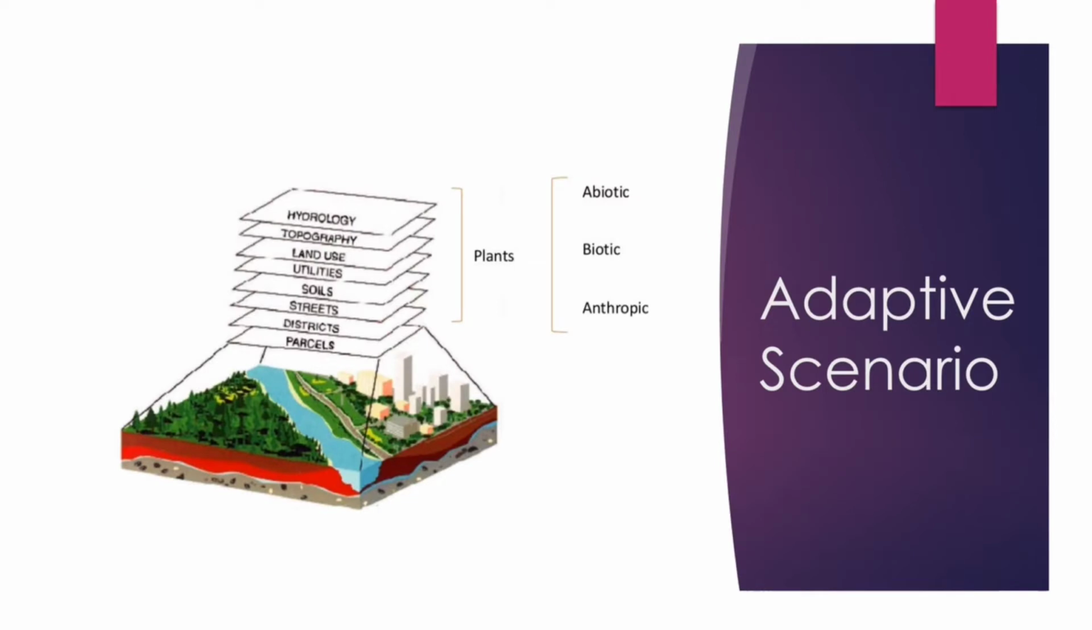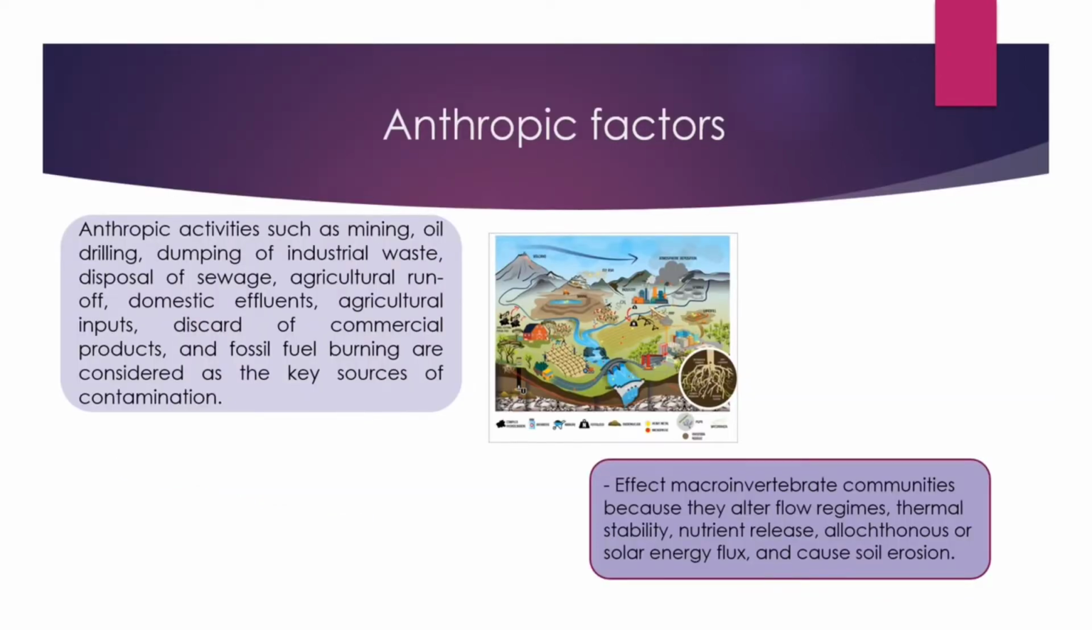Next, the adaptive scenario for plants can be abiotic, biotic, and anthropic. Next, anthropic factors. Anthropic activities such as mining, oil drilling, dumping of industrial waste, disposal of sewage, agriculture runoff, domestic effluents, agricultural inputs, discards of commercial products, and fossil fuel burning are considered the key sources of contamination.